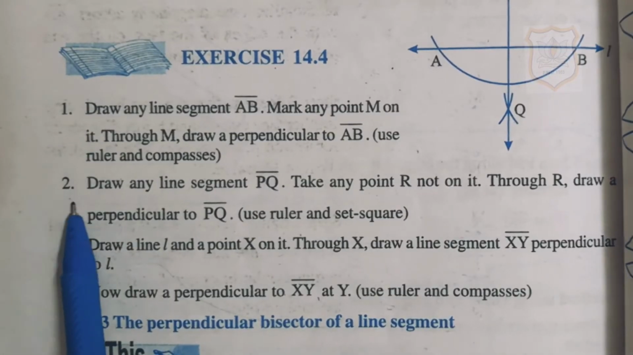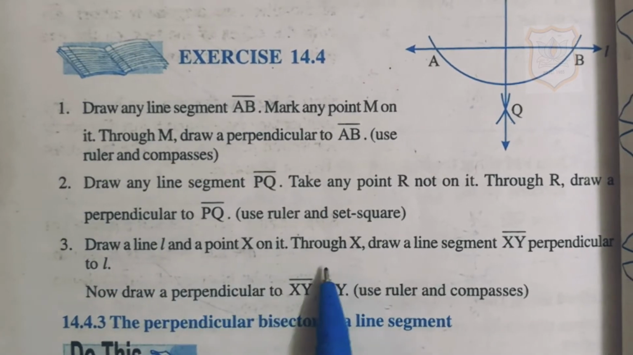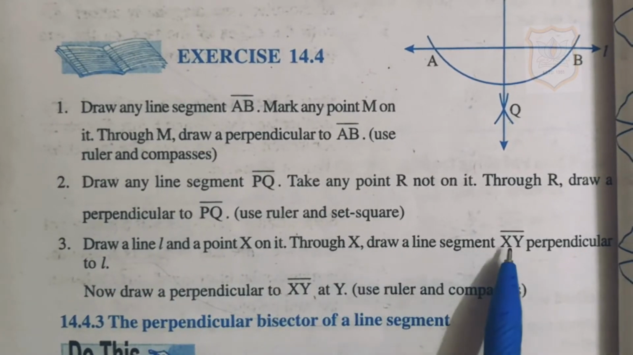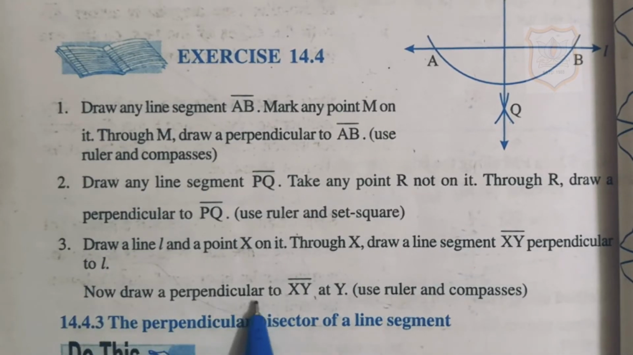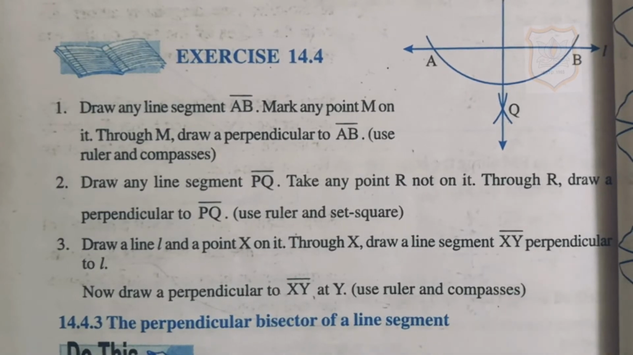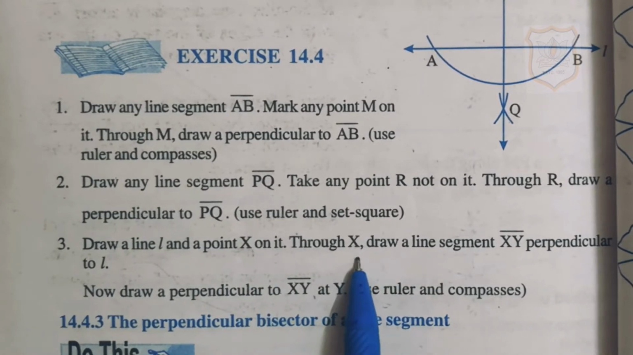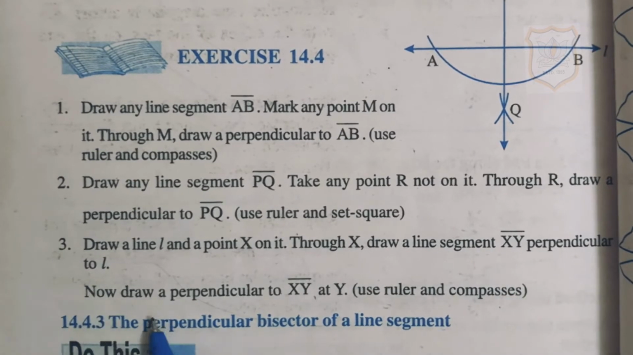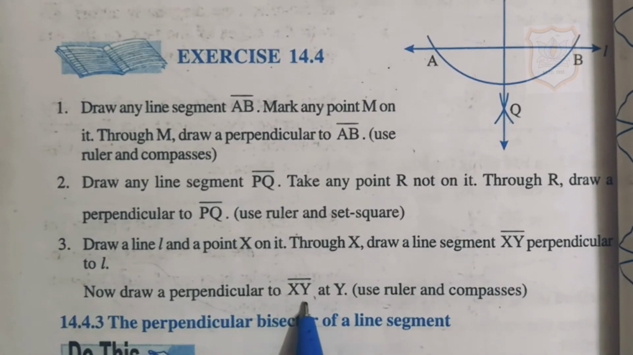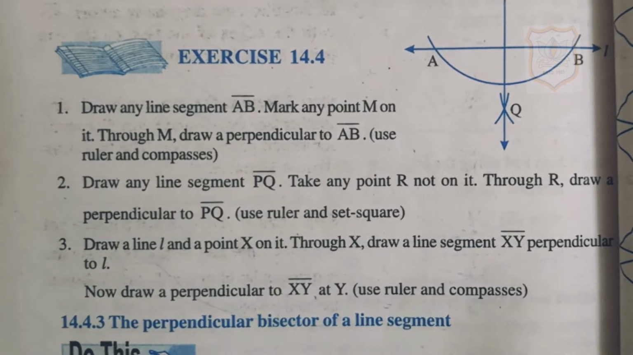Students, ignore question number 2. Question number 3. Draw a line L and a point X on it. Through X, draw a line segment XY perpendicular to L. Now draw a perpendicular to line segment XY at Y. Use ruler and compass. Students, here we have to draw a line and a point X on it, and then through point X we have to draw a line segment XY which is perpendicular to L, and then we have to draw a perpendicular to line segment XY at point Y, and we have to use ruler and compass.